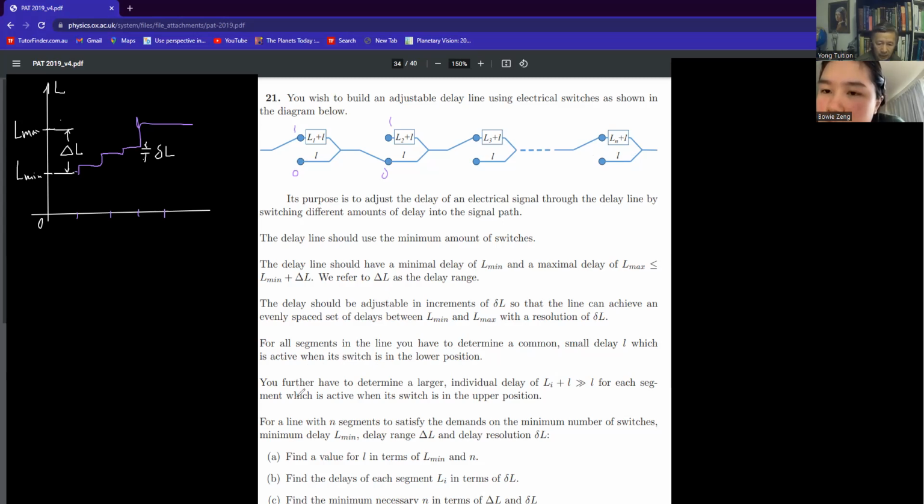Now, you further have to determine the larger individual delay under this condition, for each segment which is active when the switch is in the upper position. That's the upper position, what we call this mode, upper.